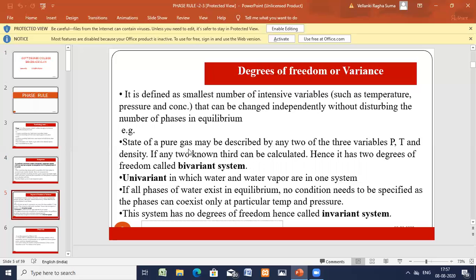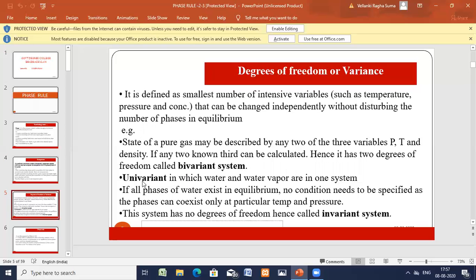Okay, state of a pure gas can be described by three variables: pressure, temperature, density. If two are known, the third can be calculated. So if two are known, that is a bivariant system. If it is studied under two variables, it may be pressure and temperature, or composition and temperature, or composition and pressure, anything, then that is a bivariant system. F is equal to 2.